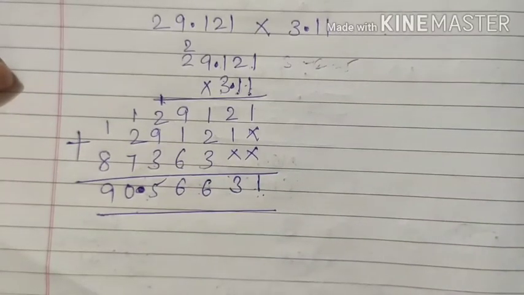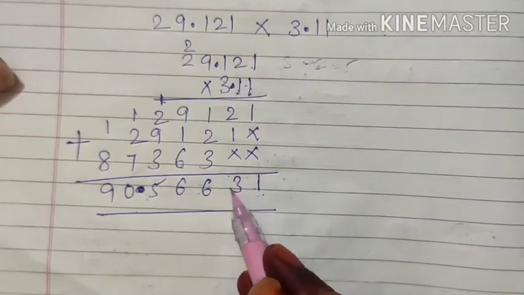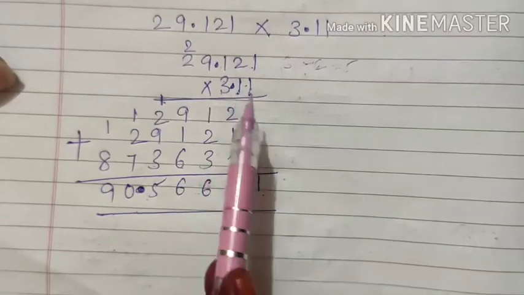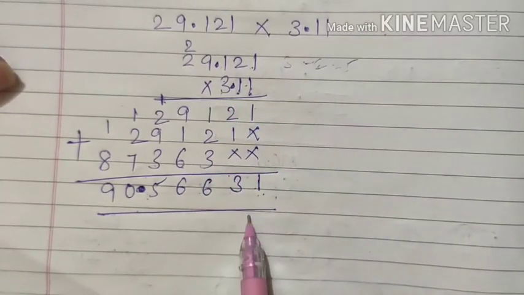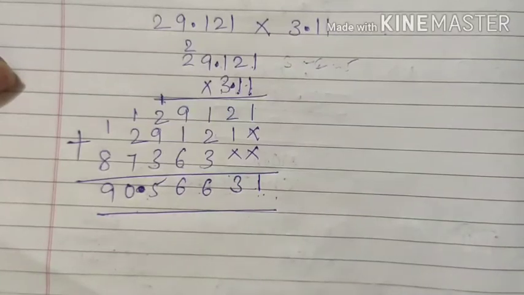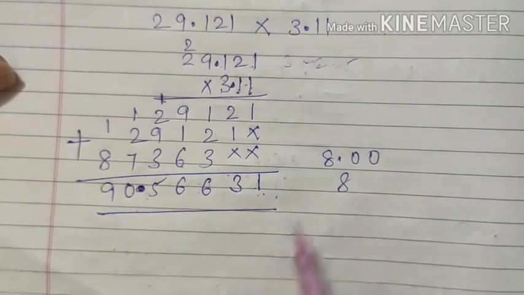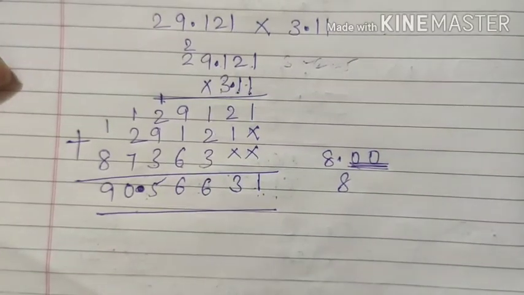One more thing, let me make it clear. Sometimes here you will get some zeros, 0 0 0, and you will put the decimal according to your process, but in the answer those zeros may not be included, because zeros don't make any difference. You see 8.00 is equal to 8 only, so that's why they sometimes do not include them. So take care of this thing.